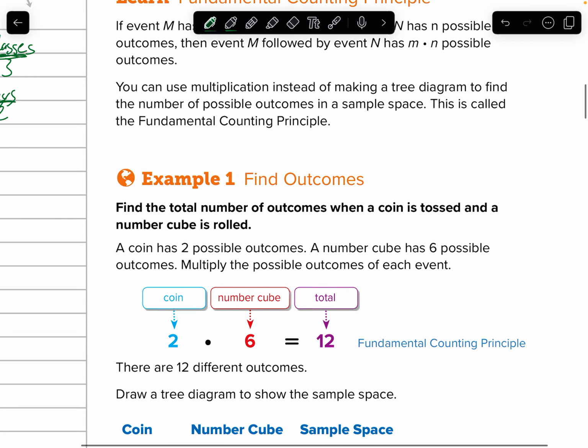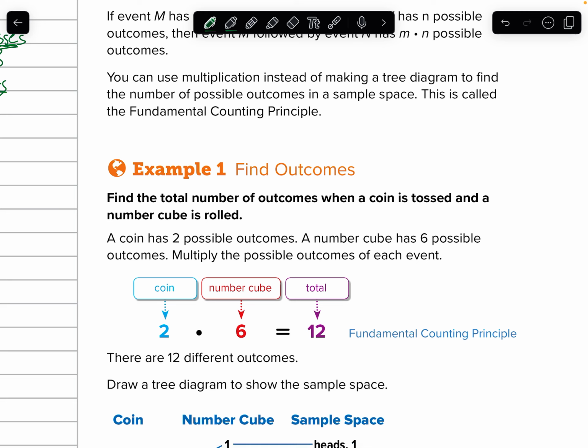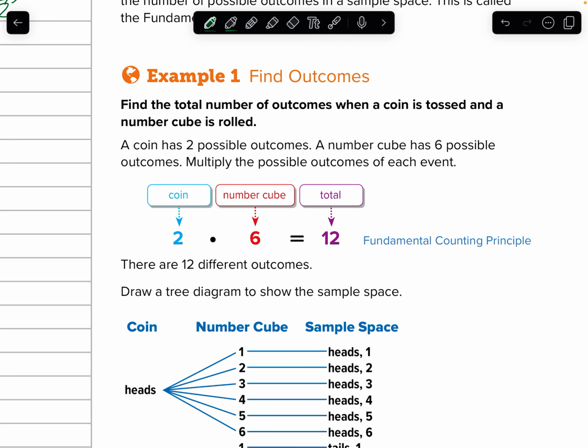Let's take a look at example 1. Find outcomes. Find the total number of outcomes when a coin is tossed and a number cube is rolled. Let's see, flipping a coin is our first event. Rolling a die is our second event. So a coin has 2 possible outcomes and a number cube has 6 possible outcomes. Multiply the possible outcomes of each event. So our first event has 2, our second event has 6. So in total, we have 12 possible outcomes.